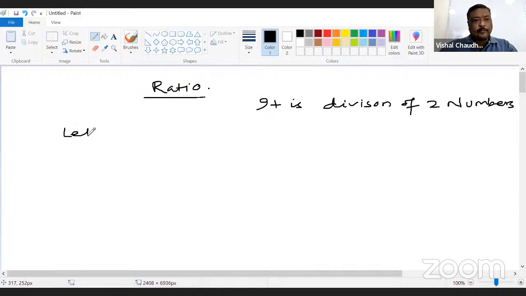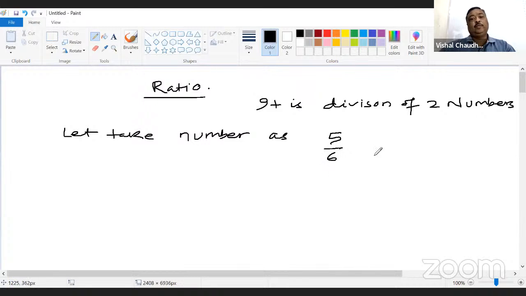Please, ratio, it is division of two numbers. Let's take the numbers as 5 by 6. So when we divide 5 by 6, we say it is in ratio, and that is 5:6.